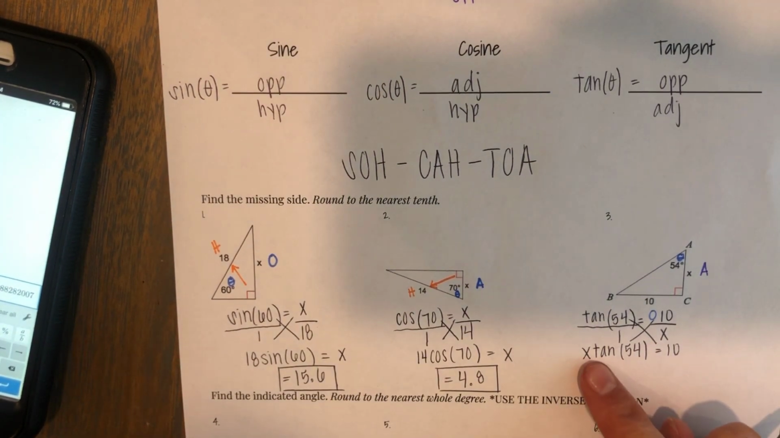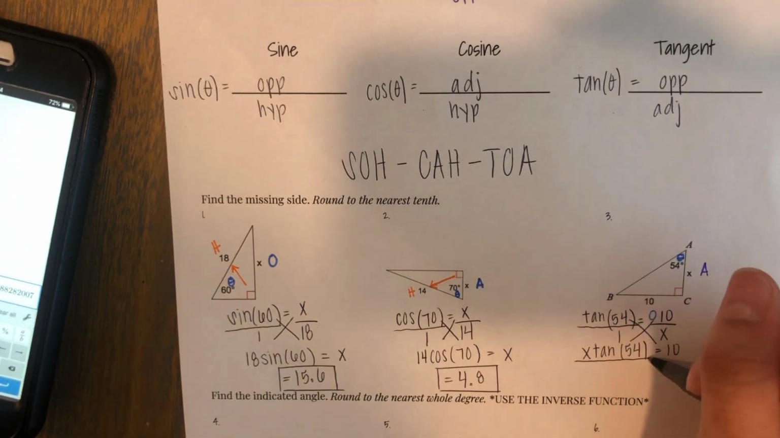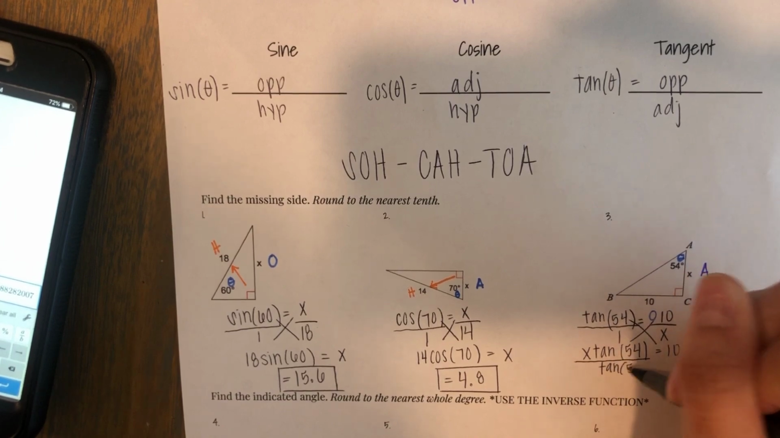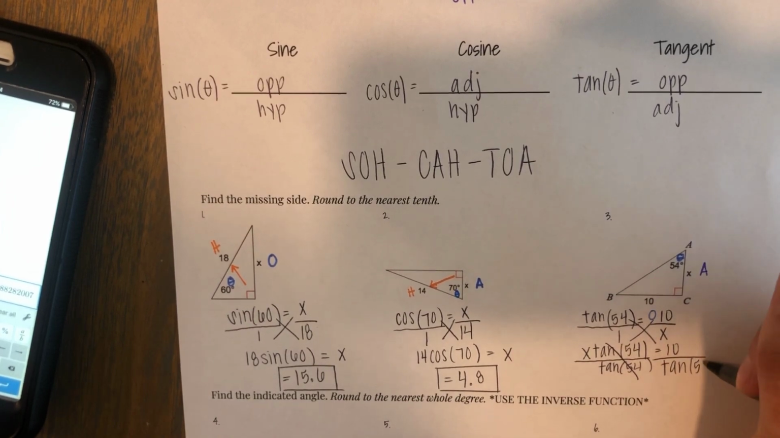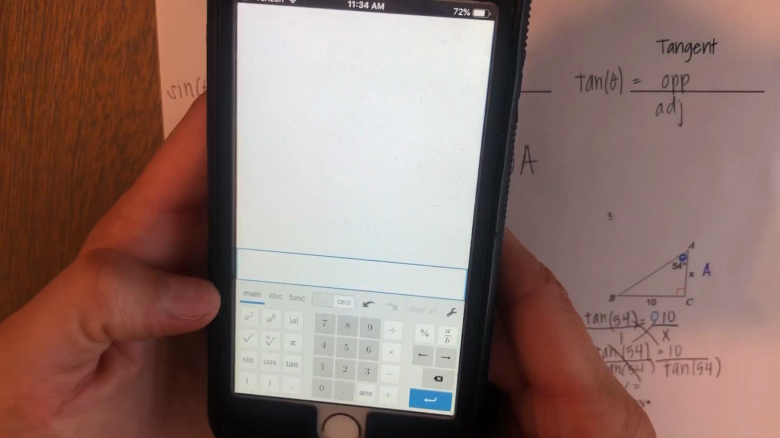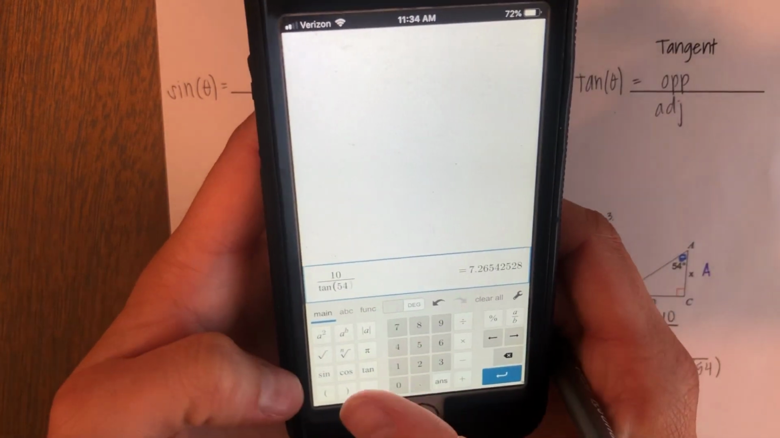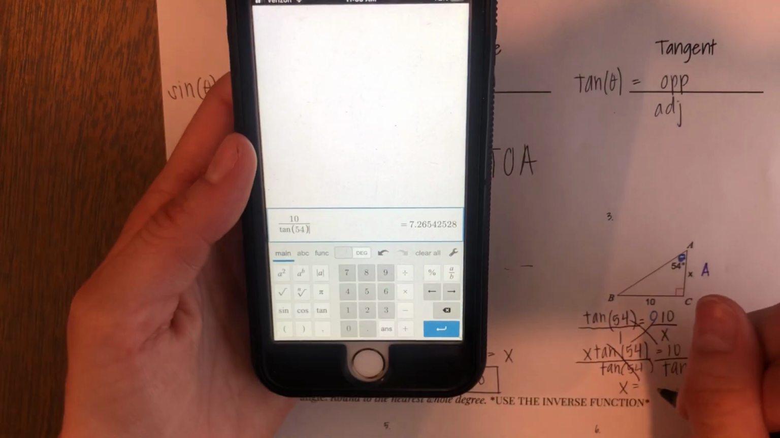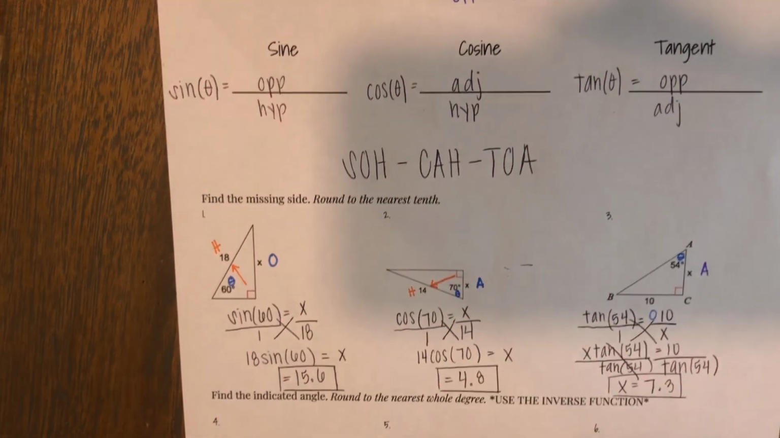So now, since the variable isn't by itself, I have to get the tangent of 54 off of it. And since these are all multiplying, you have to do the opposite of multiplying, which is dividing. So I'm going to divide this by tangent of 54. And that cancels. And then I do the same thing over here. So then I'm going to just type it all in. So 10 divided by tangent of 54, so it'd be about 7.3. So that's how you find the sides.